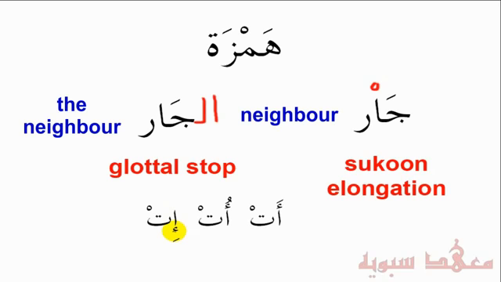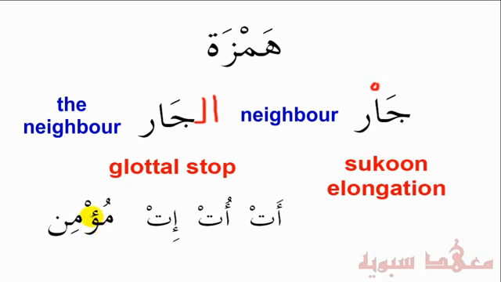And a Hamza can also have a sukoon, similar to the Alif. For example, the word mu'min. Mu'min means a believer. Now here, the Hamza is on a waw. It's not on an Alif. But we'll explain this in another lesson, inshallah. But the point is, this is a Hamza, and it has a sukoon on it. So, mu'.